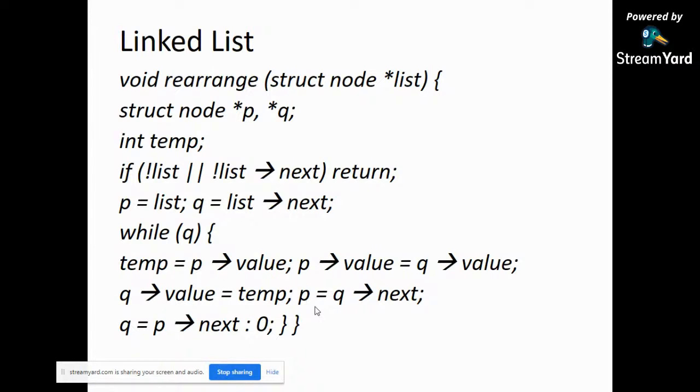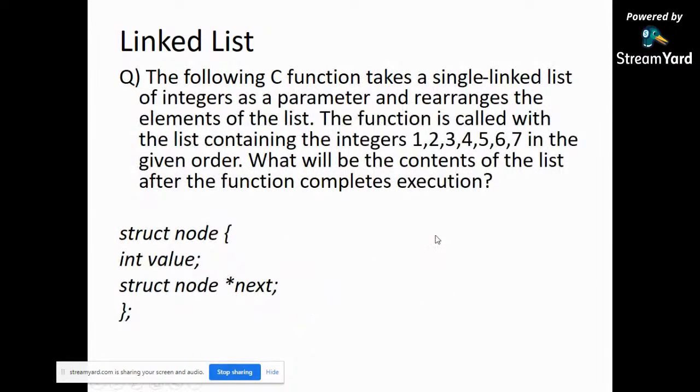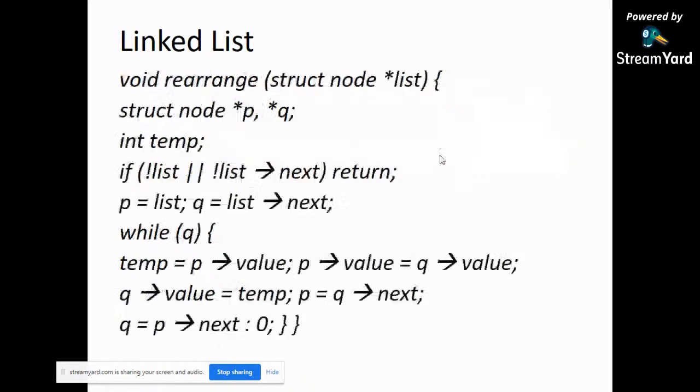So P is pointing to 1 and Q is pointing to 2. So with the help of temp variable, a temporary variable, we are exchanging or we are swapping the values of 1 and 2. So now 2 will be at the location of 1 and 1 will be at the location of 2. तो अब हमारा sequence हो जाएगा 2 1. So previously the list is 1 2. After executing the while loop, now the sequence is 2 1.